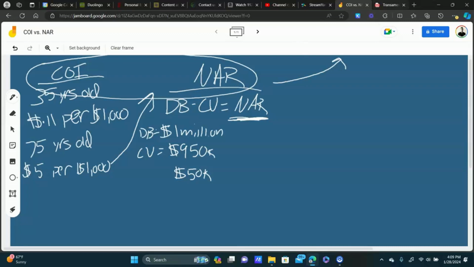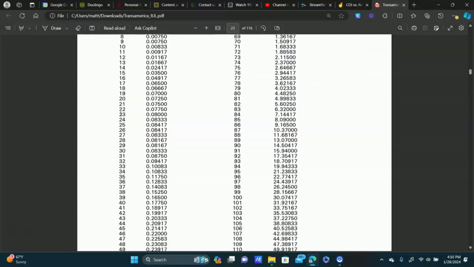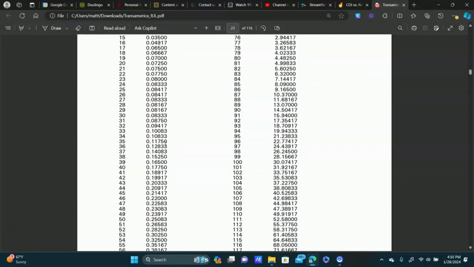And I do want to show you really quick. This is an IUL illustration here. I just wanted to show you, it's going to be at a different page and probably set up differently across different companies. But most IUL illustrations, I believe, do have this. And it's the guaranteed maximum monthly cost of insurance rates per $1,000. All right. So like I said, starting at 35, like right here is only 11 cents.